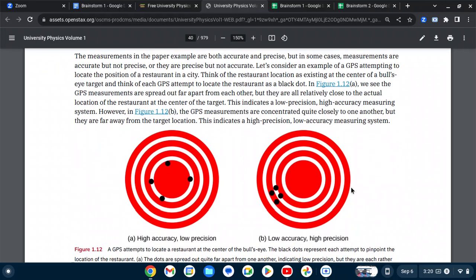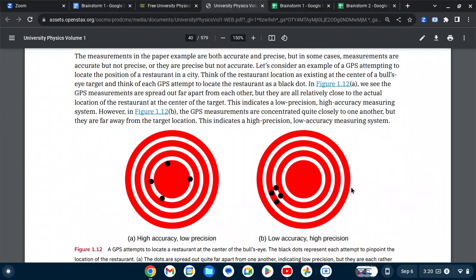The measurements in the paper example are both accurate and precise, but in some cases, measurements are accurate but not precise, or they are precise but not accurate. Let's consider an example of a GPS attempting to locate the position of a restaurant in a city. Think of the restaurant location as existing at the center of the bullseye's mark, and think of each GPS's attempt to locate the restaurant as a black dot.